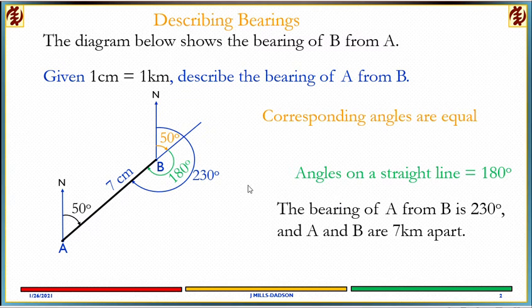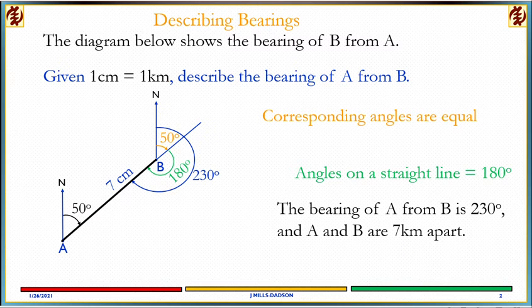How you frame a sentence doesn't matter. What matters is you must know the bearing of A from B is 230 degrees. Distance between A and B is what? 7 kilometers. So that's what the mark scheme will be expecting you to write. Angle given, distance given. 7 kilometers apart. On paper, it's 7 cm, that is a sketch, but on the actual ground, it's 7 kilometers.